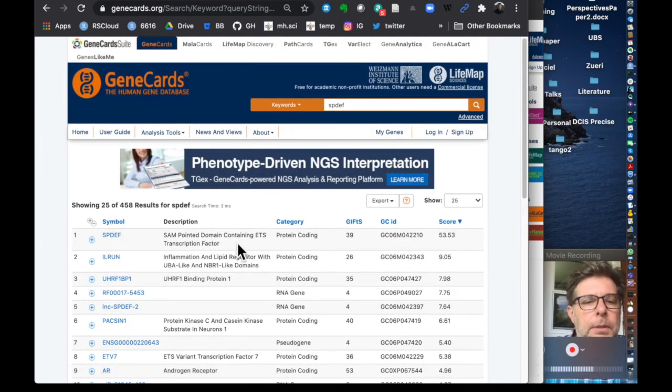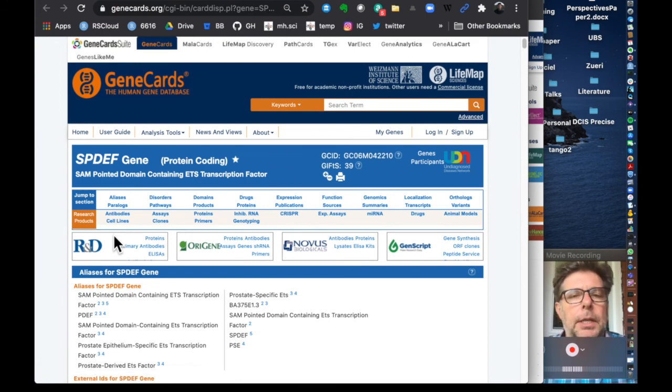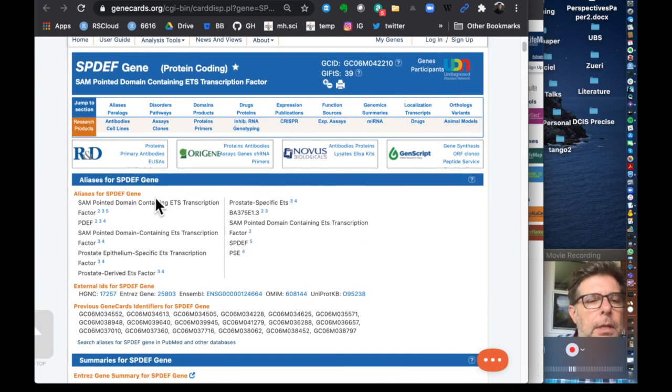So small description, category. I'm not really sure what GIFtS is, or the GC ID. This is an ID for GeneCards, and the score is some kind of measure of how well it matched my query, which is kind of trivial here because it's just SPDEF. So when I come into the gene card for SPDEF, I can see lots of nice things all put together. There are some research products in here, some advertising, etc. But quick jumps are spelled out here. Let's scroll our way through.